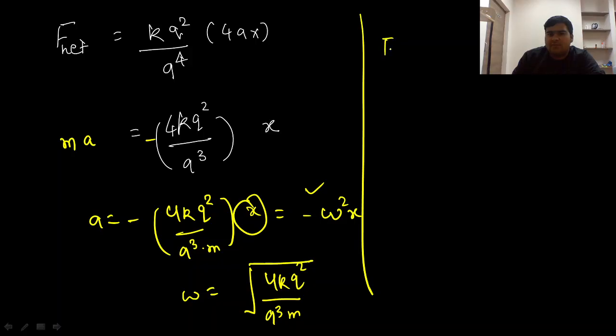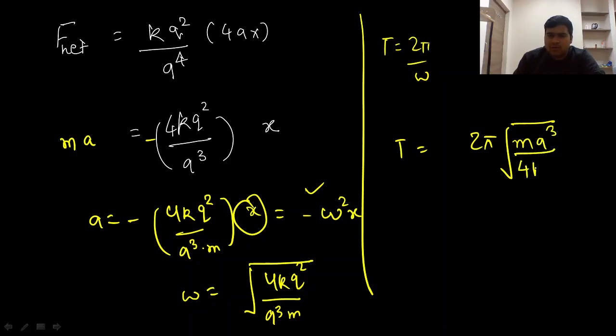So the time period will be 2π by omega. In this case, the time period will be 2π into the root of ma³ over 4kq².